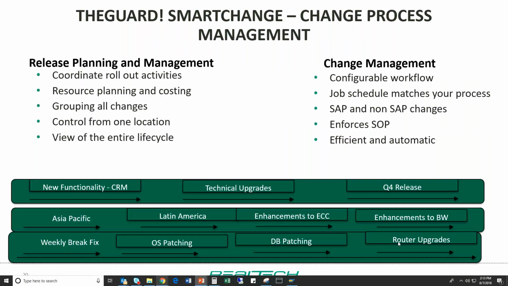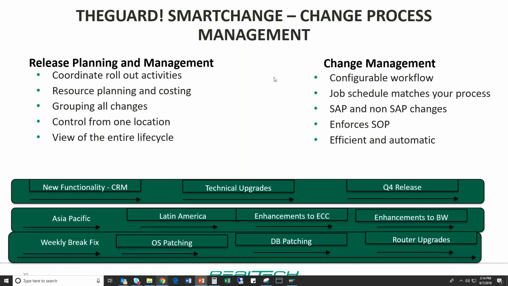So some of the things you can do inside of change process management, you can coordinate your rollout activities, group all your changes, view the entire life cycle. On the change management side, you can create SAP and non-SAP change requests, enforce standard operating procedures. So the processes that you're doing today in your environment, we can automate those processes inside of a solution.